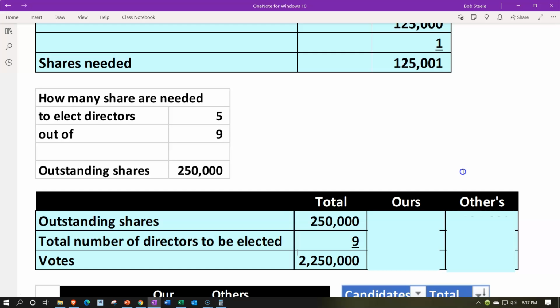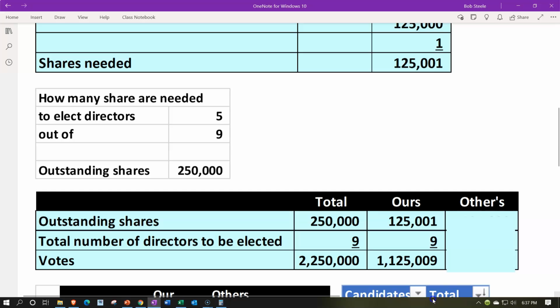So we want to put our position in such a way that we can't be blocked, and then we can make scenarios from there. We could say this is our safest position. Possibly if things are structured a bit differently, maybe we can make variants and take risks from that point. But how can we lock down assuming everybody else is going to play against us here? Well, we have our shares at 125,001, and if we take that times the nine people that are up for election, that means we have 1,125,009 votes.